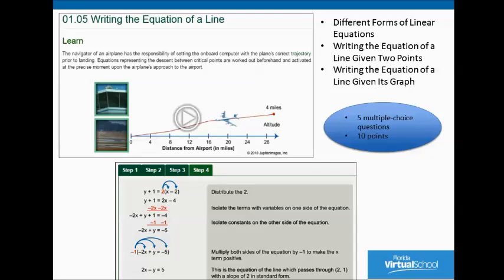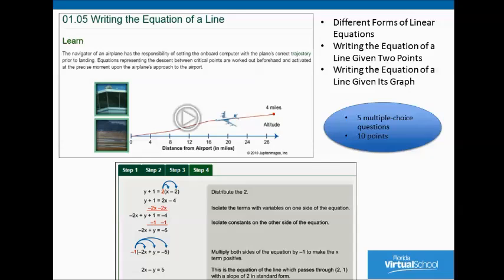1.05, writing the equation of a line. And for this hook, the students have a video that they will watch. And for this lesson, they are learning different forms of linear equations, writing the equation of a line given 2 points, and writing the equation of a line given its graph.